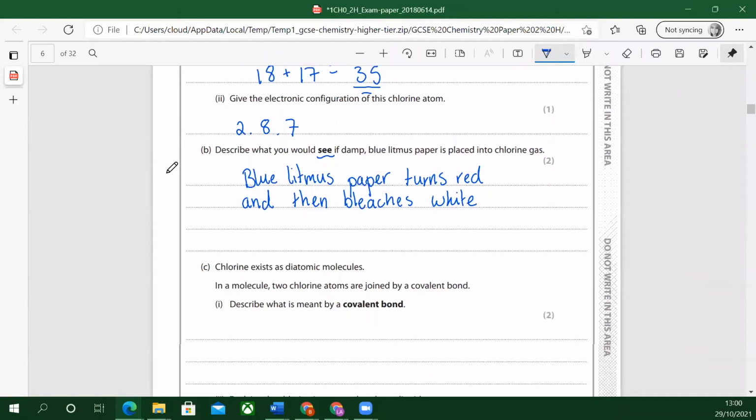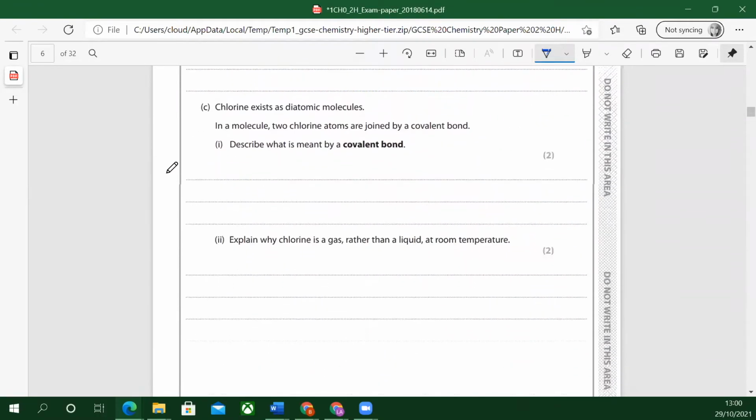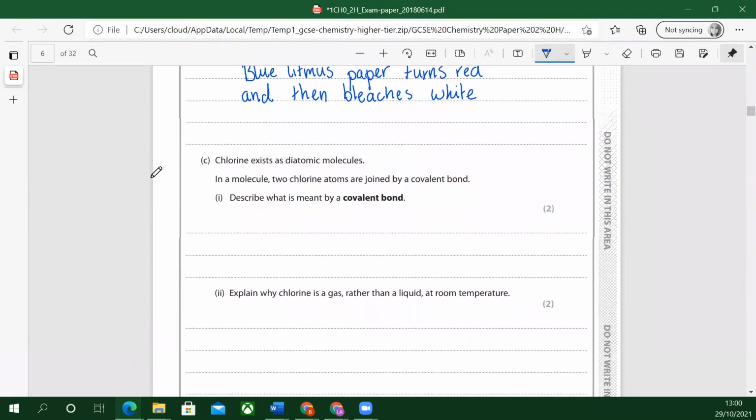Okay, let's have a look at the next thing. Also, it's not the same as hair bleach either. Hair bleach is hydrogen peroxide, which is not chlorine, so it's a different type. So it's not the same thing.